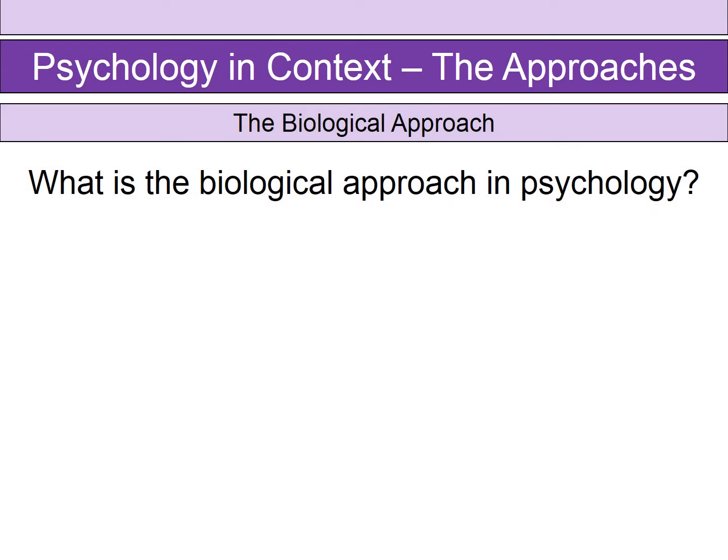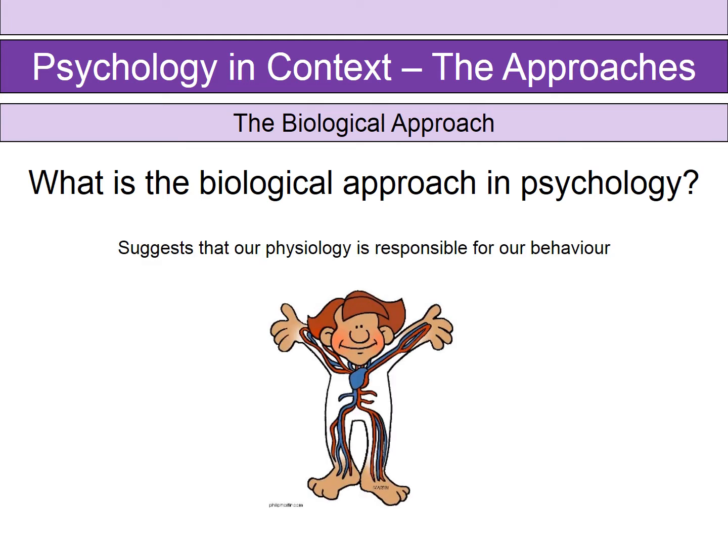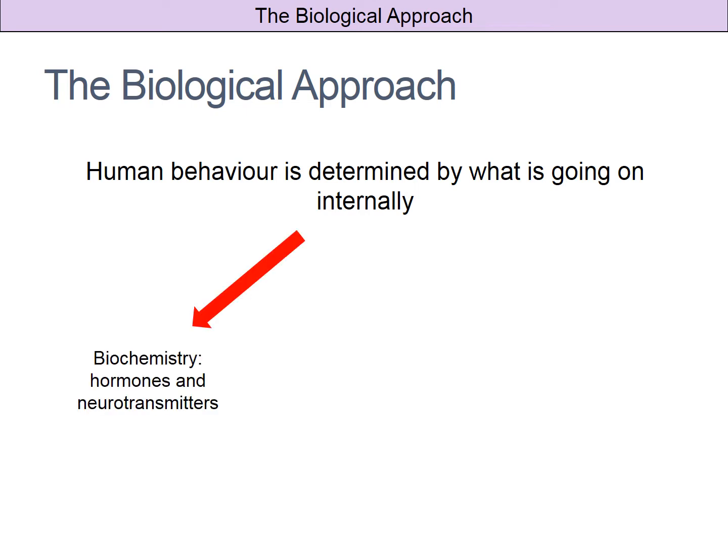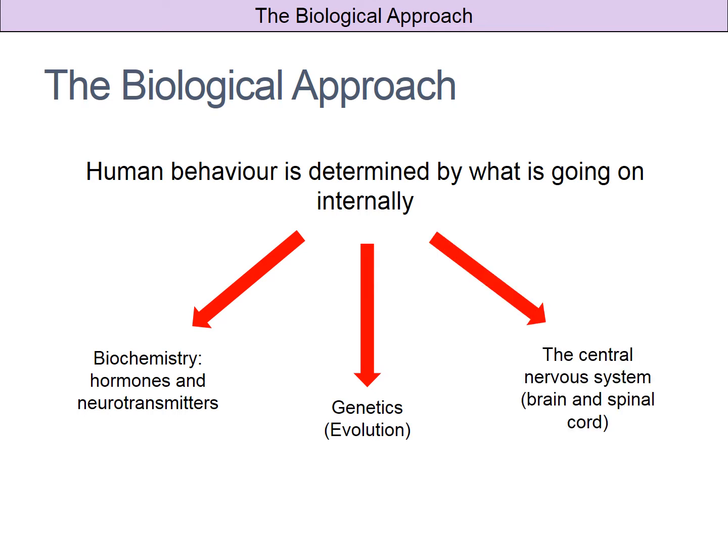The last approach that you need to know for your AS course is the biological approach, and this suggests that it's our physiology, our internal processes which are responsible for our behaviour. So there are three different areas that you need to know about in the biological approach. The first one is biochemistry, so that's the chemicals within our body and how they can affect behaviour. The second one is our genetics, and that links to evolution. And the third one is the central nervous system, which is made up of the brain and spinal cord.